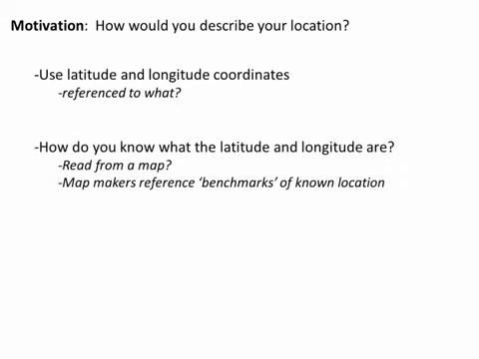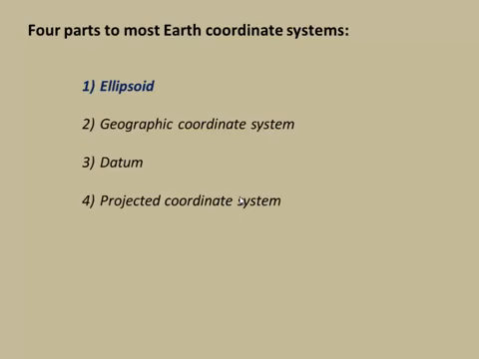And moreover, how do you actually know what your latitude and longitude are, especially if you don't have a GPS in hand? Well, of course, in the pre-GPS days, you would read that from a map. And map makers knew latitude and longitude relative to a bunch of benchmarks of known locations. So in this video, we'll go through a little bit about how this lat-long grid is established, what the role of the benchmarks is, and how coordinate systems have changed over time.